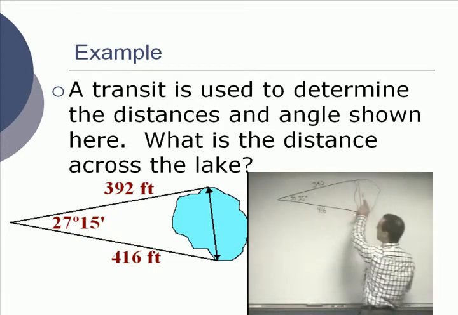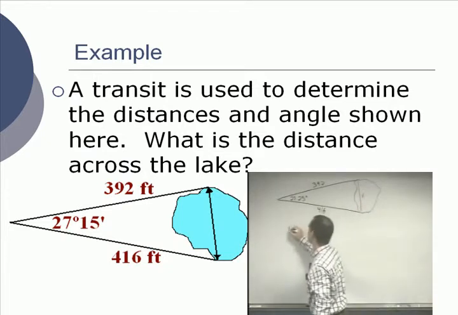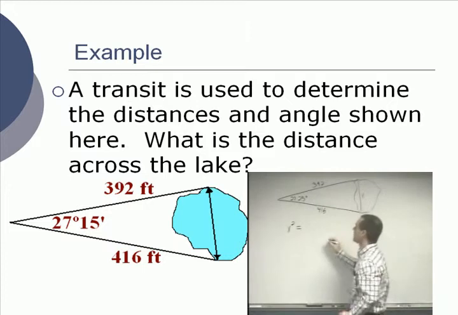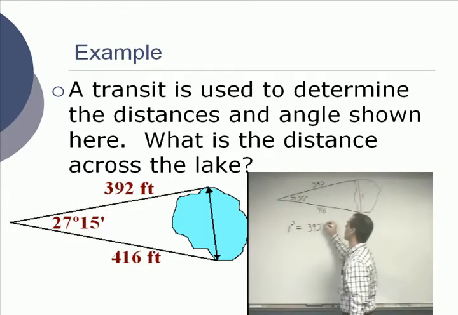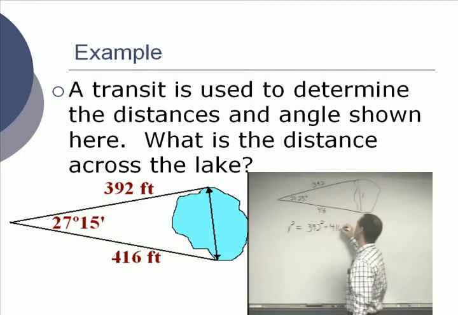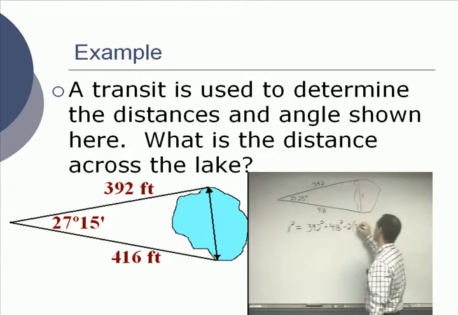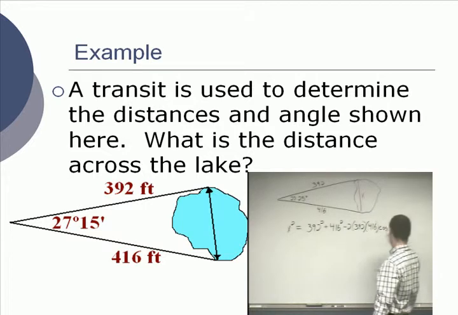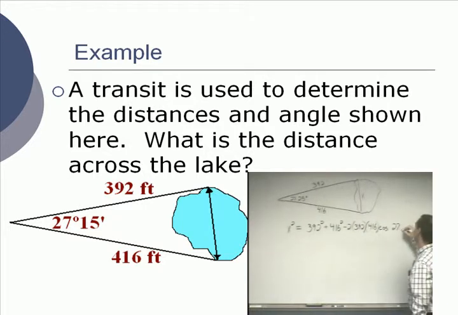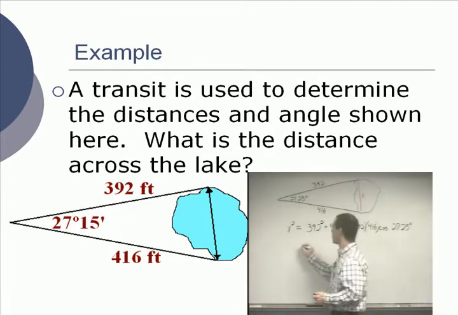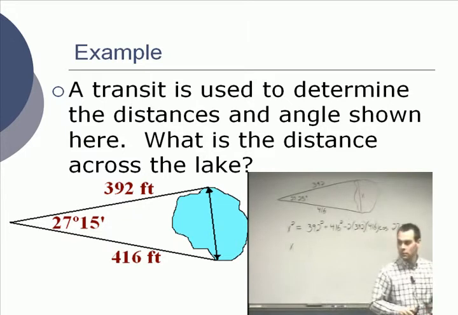So our opposite side, which in this case will be x squared, is going to be equal to the left side of our angle, 392 squared, plus the right side squared, that's 416 squared, minus 2 times the left times the right times the cosine of 27.25 degrees. A little calculator work there. You're probably pretty good at that after your homework from yesterday. I'll give you just a minute to crunch that out. Let me know what you come up with here. 191.76 is what you should get.